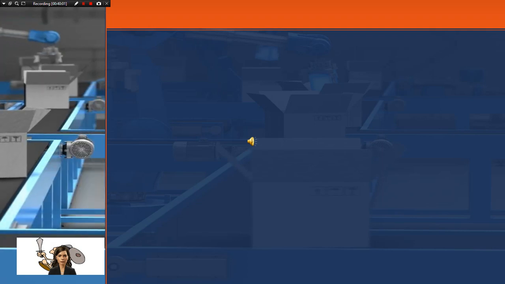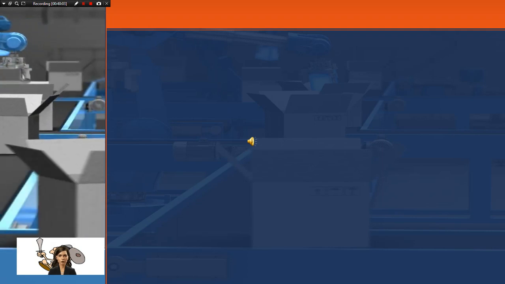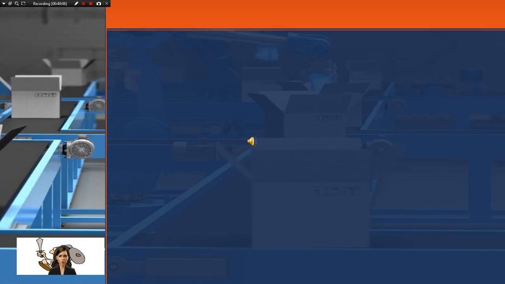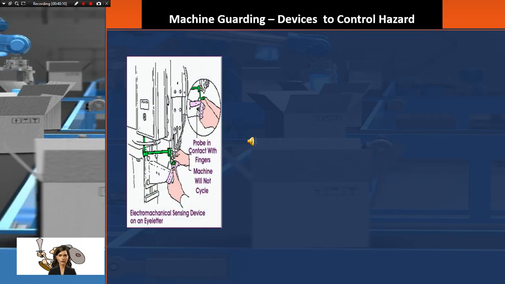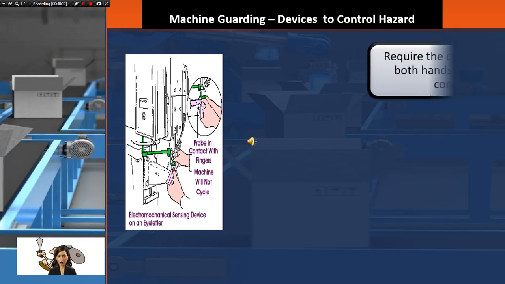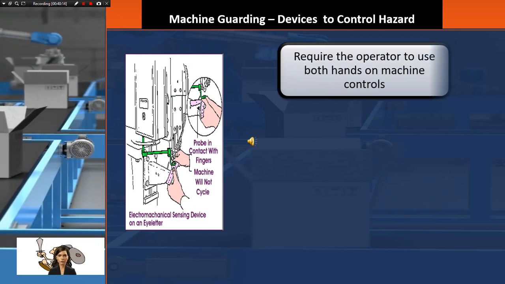Machine guarding devices to control hazard may require the operator to use both hands on machine controls. They may also provide a barrier which is synchronized with the operating cycle of the machine in order to prevent entry to the danger area during the hazardous part of the cycle.